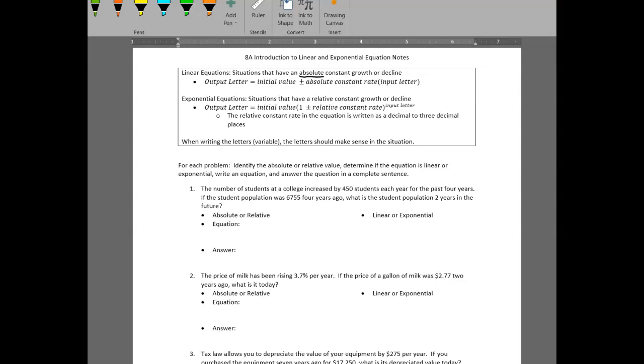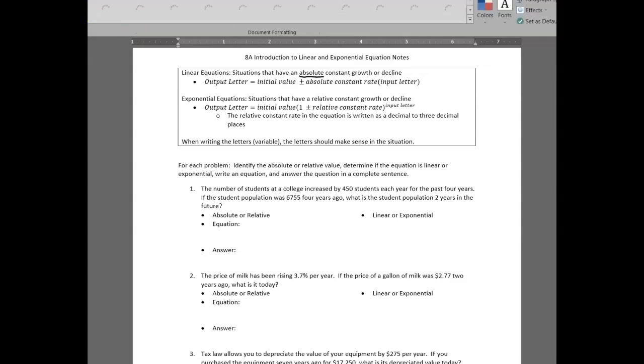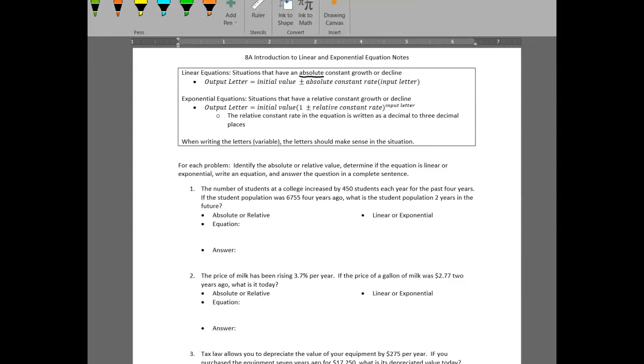In exponential equations, these are talking about relative growth. And so this is our relative rate, and again, relative are percentages. This is a growth or a decline. So the output letter, again, is initial value. So we have to have this initial value. This time it's times 1 plus the rate if it's growing, or minus if it's declining or decaying.